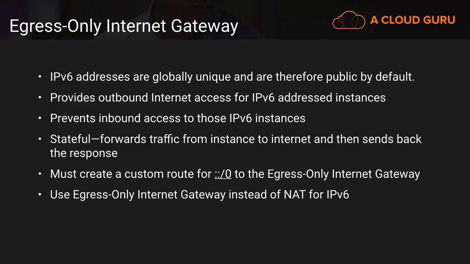Now, the difference between an internet gateway and an egress-only gateway is that the egress-only gateway is only outbound. It prevents inbound access to those IPv6 instances. It is stateful, meaning that it keeps track of the connections and forwards traffic from the instance to the internet and then back. Just like a normal internet gateway, you're going to have to create a custom route to route the egress-only traffic to that egress-only gateway. And this is what you'd use for IPv6 instead of a NAT instance, like you would for IPv4.